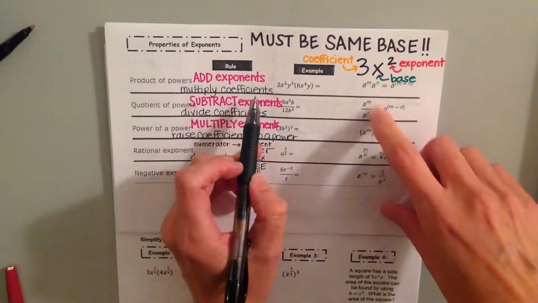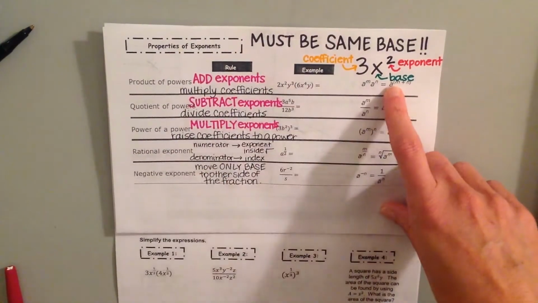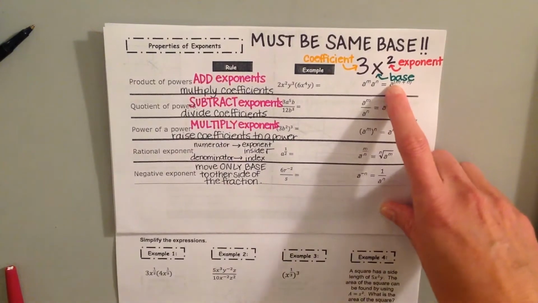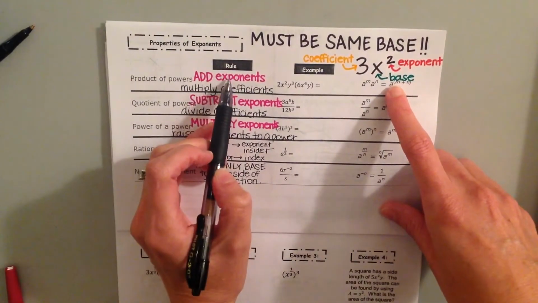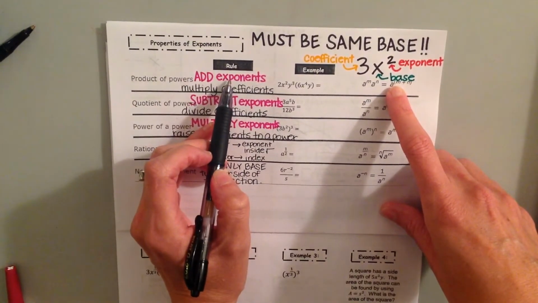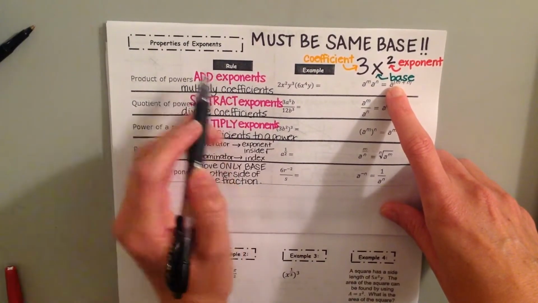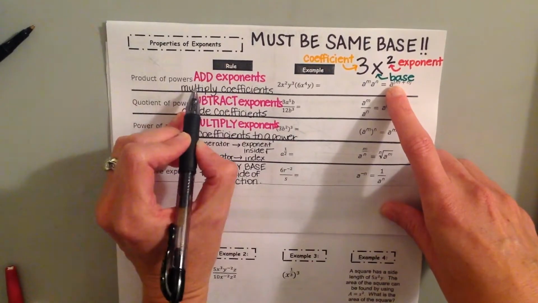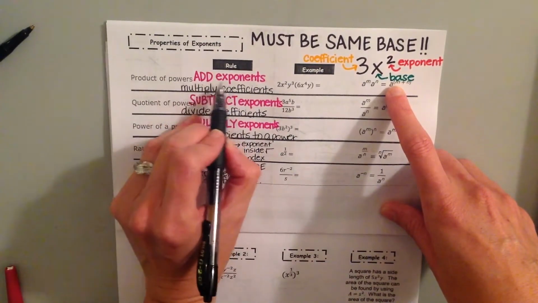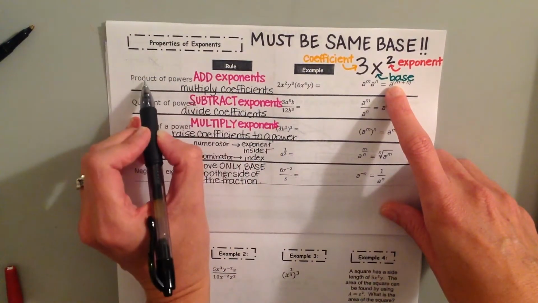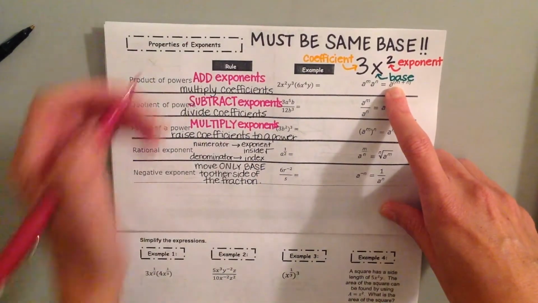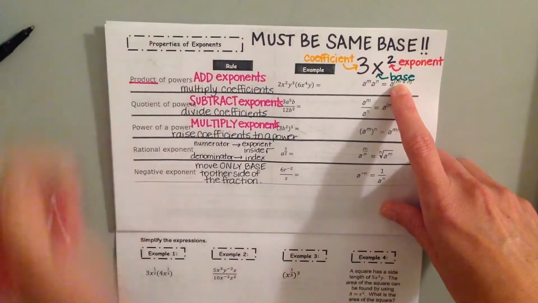Now, it's important to note that your coefficients and bases are going to follow different operations. It's called the law of exponents, not the law of coefficients. So your exponents will always be performing a different operation than your coefficients. So for example, for product of powers, you're going to add your exponents, but you're going to multiply the coefficients because we are taking the product, and product is telling me to multiply.